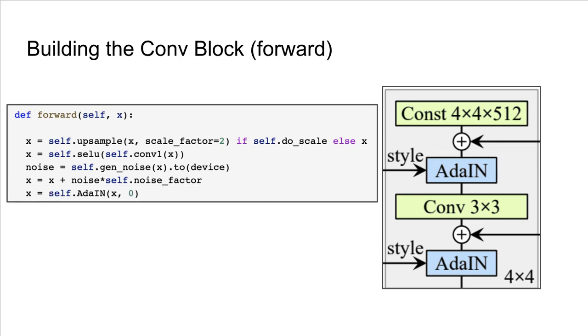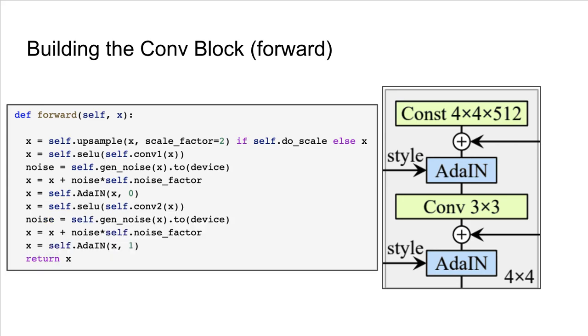The information goes through adaptive instance normalization. Soon we will explore it in detail. And the whole process repeats itself with new layers.